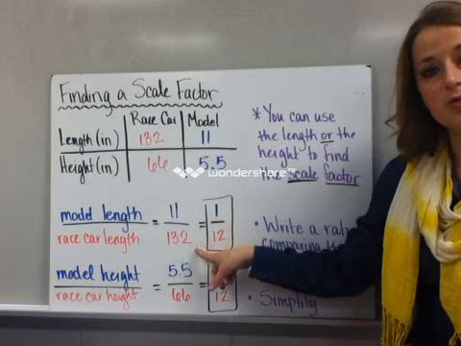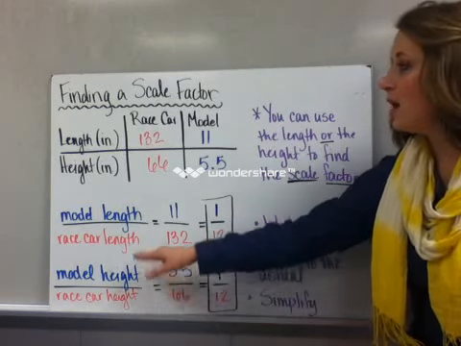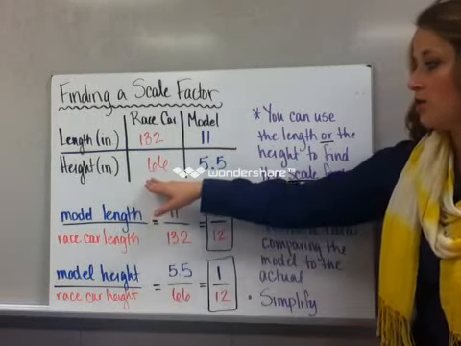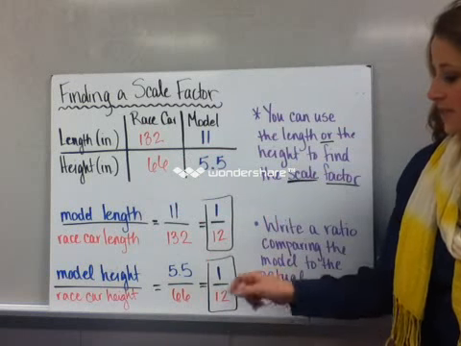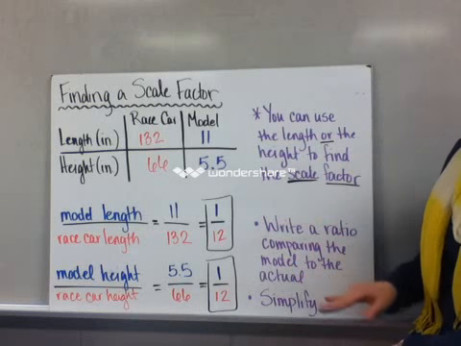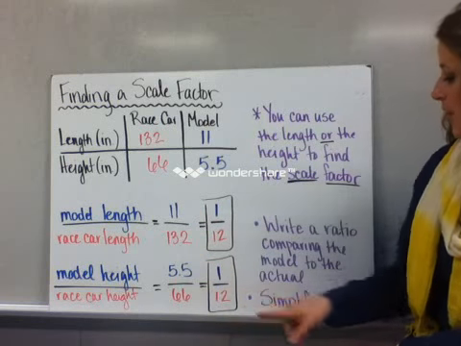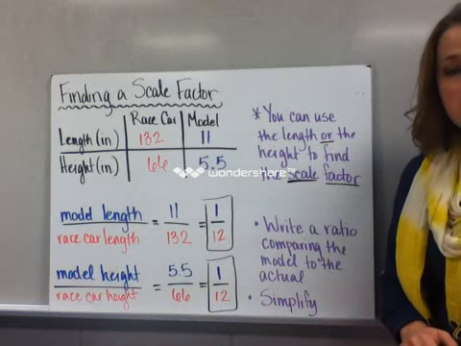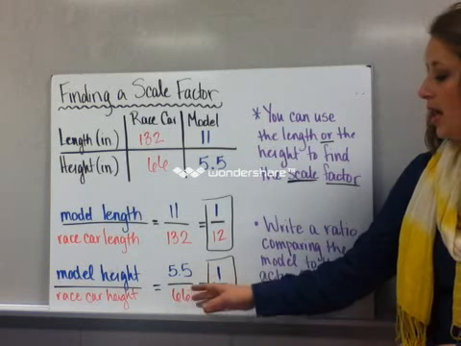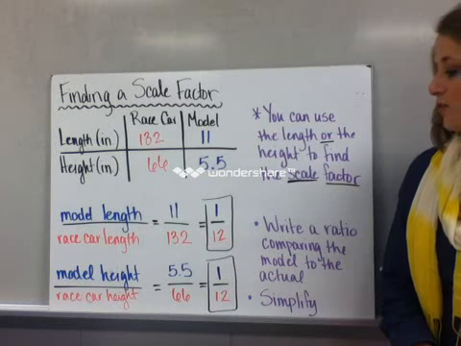That ratio, 11 to 132, reduces to 1/12. Likewise, for the height, the model's height is 5.5 inches, whereas the race car's height, the actual height, is 66 inches, and that also reduces to the ratio of 1/12. So to do this, the how-to would be to write a ratio comparing the model to the actual, which is what we did here, and then simplify those ratios. You want to have it reduce as much, and you can see here how I had to get rid of the decimal. And so it could be you multiply top and bottom by 2 and then reduce from there. Different ways that you could do that.